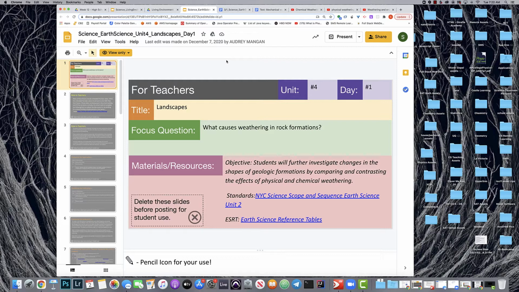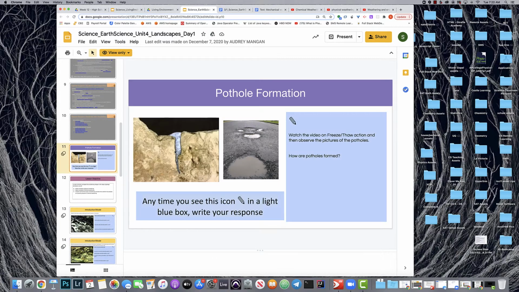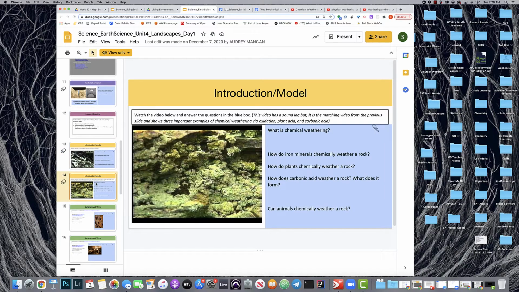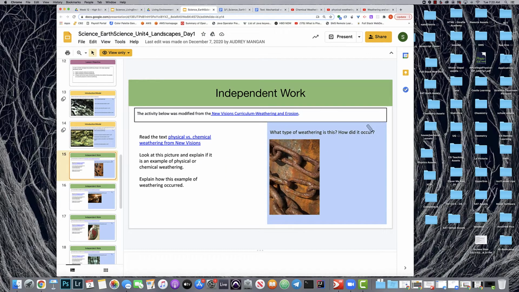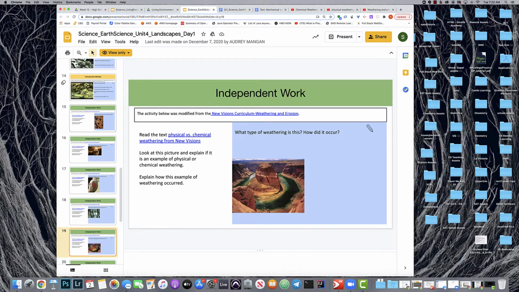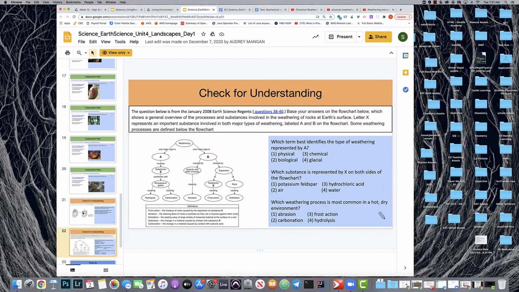An Earth Science lesson, the beginning of Unit 4, which is on landscapes and specifically focuses on weathering and rock formations. As you can see from the lesson, you watch multiple videos about freeze and thaw action, about physical weathering in many forms, about chemical weathering in many forms. Then it's followed by independent work where you identify the type of weathering occurring in various scenarios, as you can see, and finally do a few Regents problems.